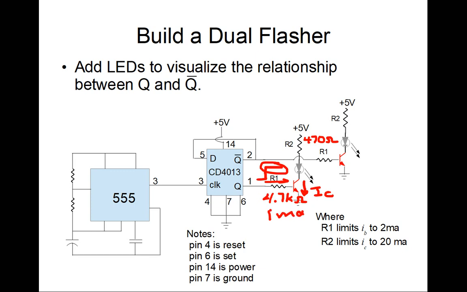The reason we want to do it is that if we were trying to drive both this diode and this diode off of a single flip-flop, we may find that the flip-flop can't provide enough current. So we're just going to run it this way.